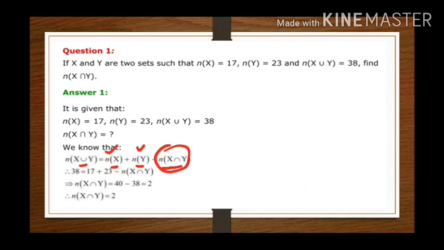These three values are given. Just put in the values and find the value of cardinality of X intersection Y. It will be equal to 2.